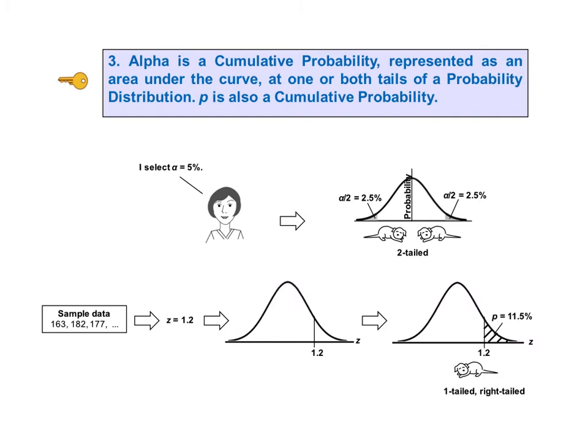The inferential statistical test uses the sample data to calculate a value of the test statistic. Here, z has been calculated to be 1.2. We plot this value of z as a point value on the horizontal z-axis. P then is the cumulative probability of the range of values starting with z equals 1.2 and continuing rightward through z equals positive infinity.